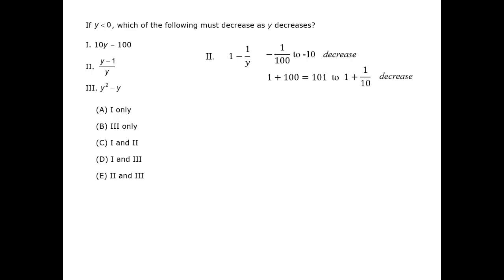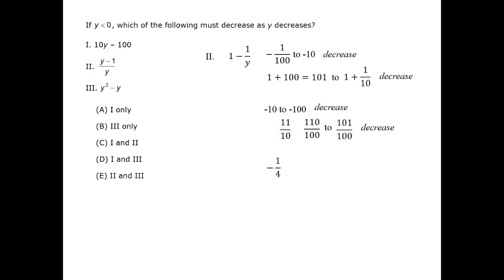We haven't disproved Roman numeral 2 yet. We can try when y goes from minus 10 to minus 100. Again, that's a decrease in y. Roman numeral 2 goes from 11 over 10, or 110 over 100, to 101 over 100. So it has once again decreased. We still haven't proved out Roman numeral 2.